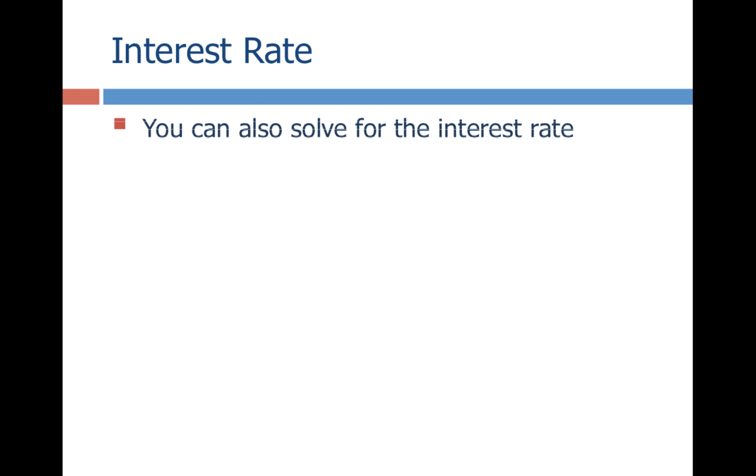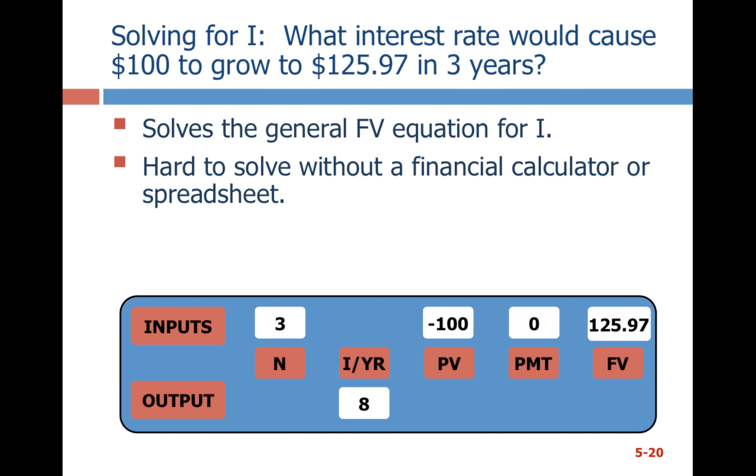Okay, the next thing we talked about last week was the interest rate. So you can also solve for the interest rate. And our question in our case is, what is the annual interest rate that would cause $100 to grow to $125.97 in 3 years? Again, you can use a spreadsheet to solve for a question like this.